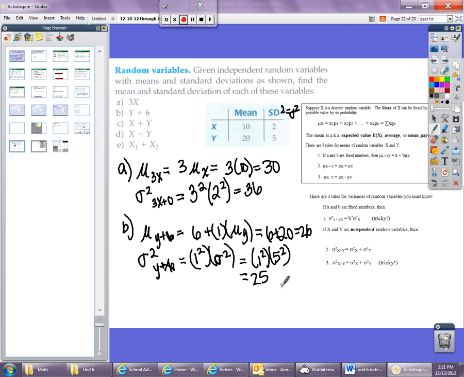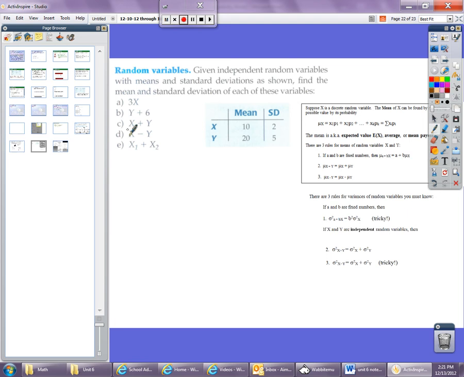Okay. Now for your rules of x plus y, let me go ahead and clear these. If you want to go back and look at these, just rewind the video. For C, I have, first of all, mu of x plus y. That I know is just mu of x plus mu of y. Okay, and again, that's just my formulas here. So 10 plus 20, which is 30.